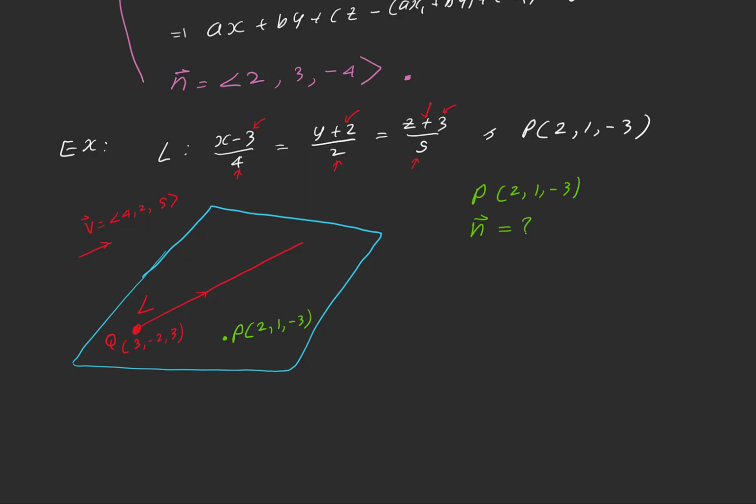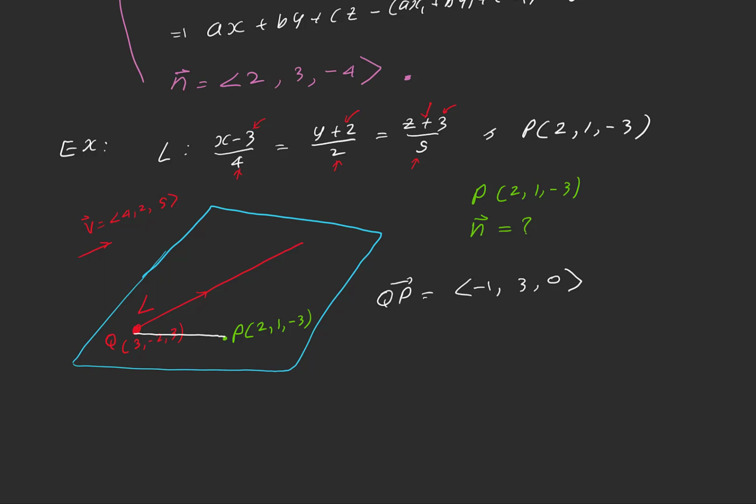Therefore, now our target is to find the n. N is the normal vector. Now how do we find the n? Yes, we can get the QP vector. First, let me get the QP vector. So QP vector is what? That is 2 minus 3, negative 1, and 1 minus 2, yes, it is 3, and the other one is 0. Right, that is the QP vector.